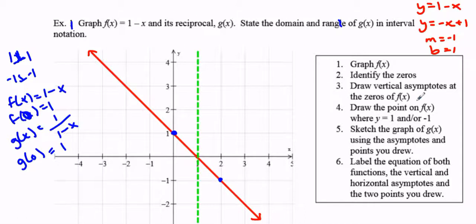So we've drawn the point on f of x where y equals 1 or -1. We sketch the graph now of g of x using the asymptotes and the points that we drew. When we take the reciprocal of this linear function, we have one of those rational functions from last year, so we already know what it looks like. We know that there is a horizontal asymptote at y equals 0. We know there was a vertical asymptote because we drew it in, at x equals 1.